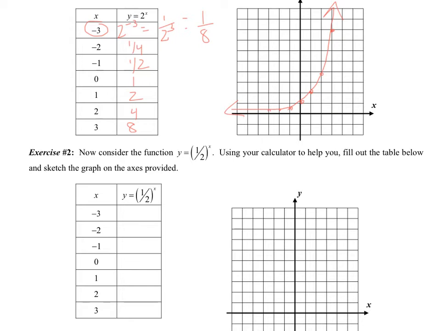So this is going to be 1/2 to the negative 3. Well, because this is a negative exponent, we can bring that 1/2 up and flip it. And by doing that, we now have a positive exponent. This is really 8. So go ahead and pause this and fill in the rest of the table and then graph it.